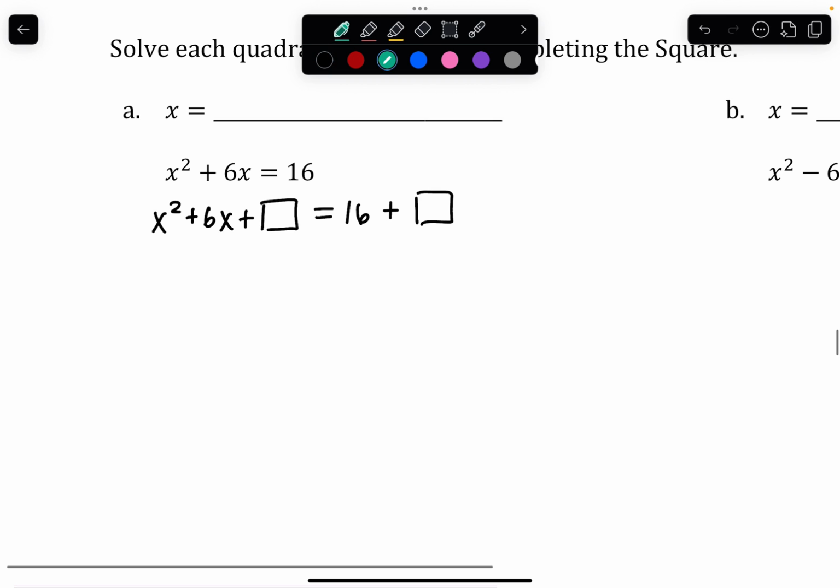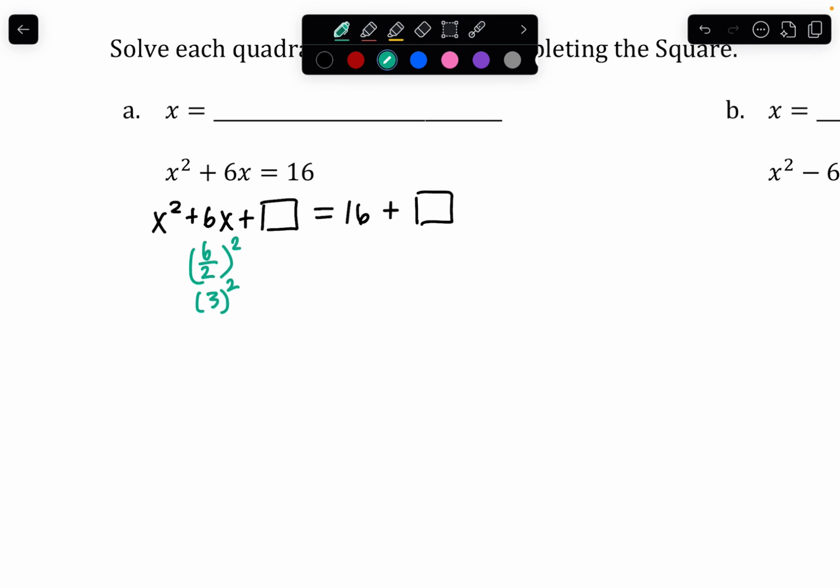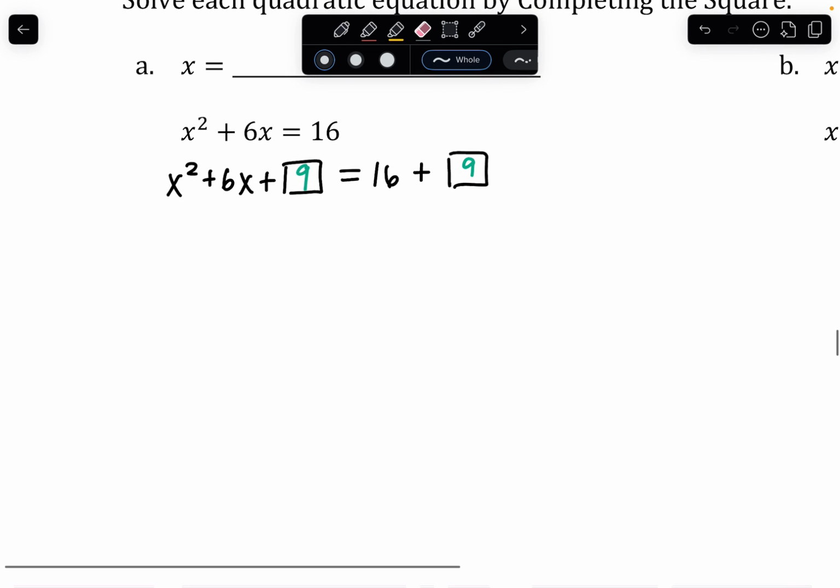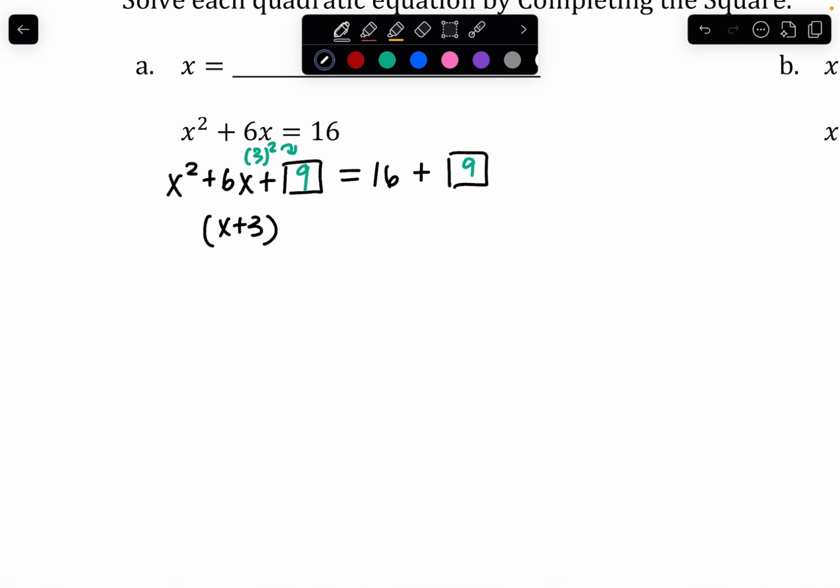And so the number you're going to add to each side is half of b, which would be 6 over 2, which is 3 squared. 3 squared is 9. And so 9 is what we're adding to each side, half of b squared. Okay, and so that came from 3 squared. Okay, so now this factors to x plus 3 squared, and this simplifies to 25.